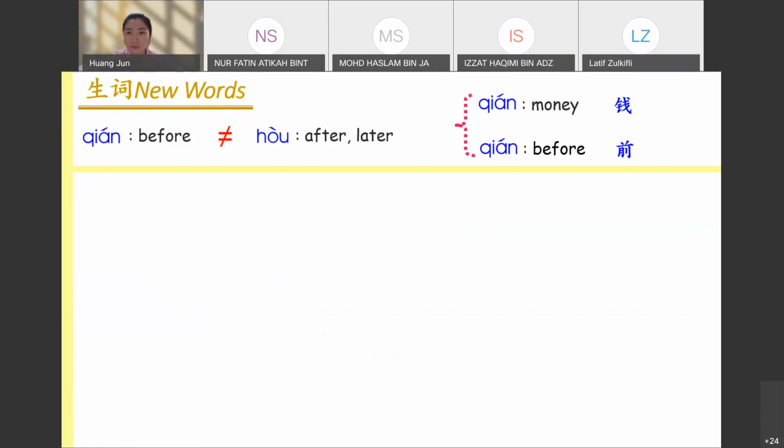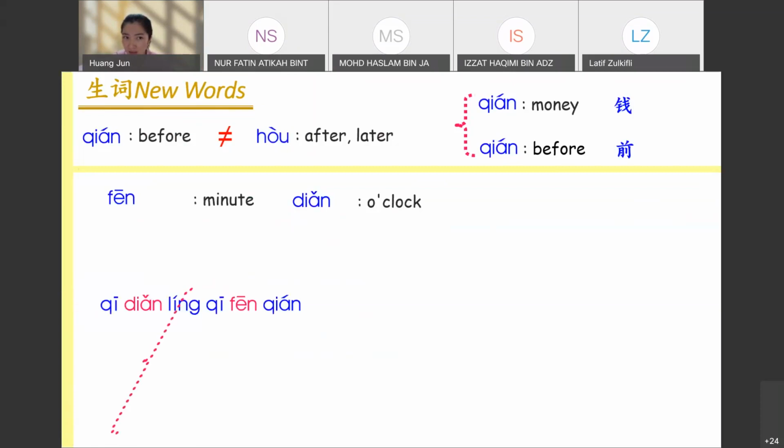So then let's check in here. 点 means o'clock, for revision. 分 means minute. But at here, if they say 7点07分前, 7点07分 means 7 o'clock, 7 minutes, 7:07. 前 means before, so we can translate it as before 7:07. So 7点07分前, okay, this is the time.